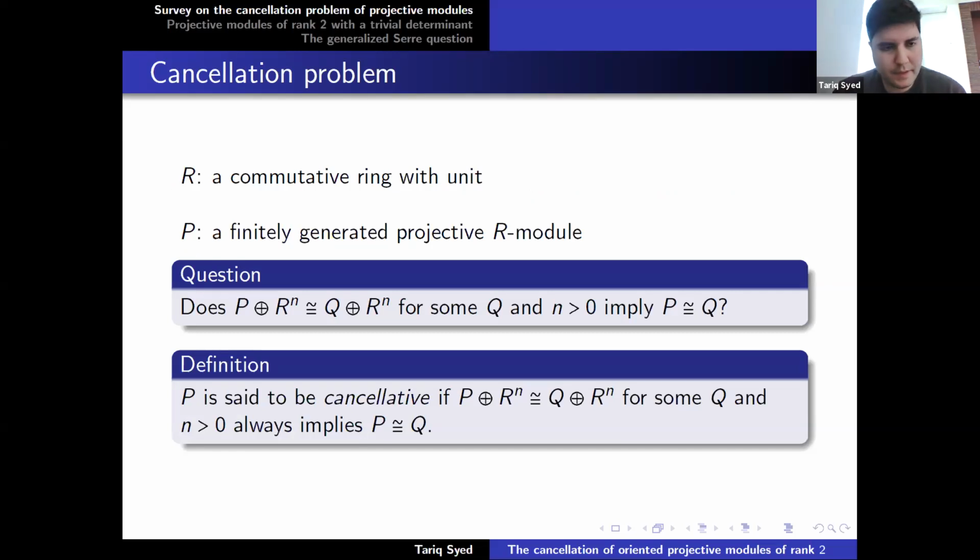Okay, let's start. R will be a commutative ring with unit, and P will be a finitely generated projective R-module, basically always in the talk. So the question is: does a stable isomorphism, an isomorphism between P plus R^n and Q plus R^n for some Q and some n, already imply that P is isomorphic to Q? In a way, if the classes of P and Q in K0 are equal, are they already isomorphic? Such a projective module is said to be cancellative if any such stable isomorphism already implies that P is isomorphic to Q.